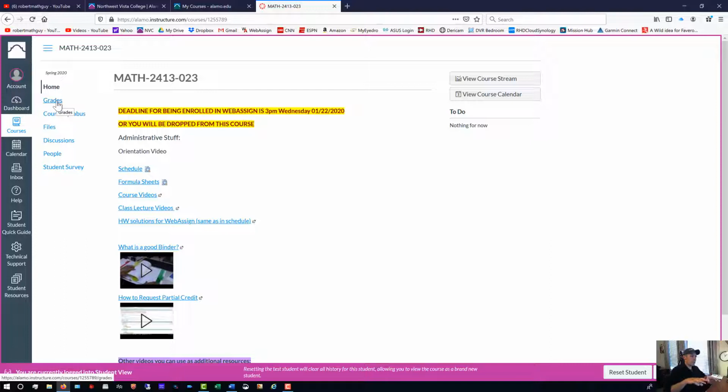Everything you're going to do for grades is going to be through this thing called WebAssign. I will transfer those grades over to Canvas 4 times throughout the semester: after Exam 1, after Exam 2, after Exam 3, and then, of course, after the final, I'll bring all the grades over. So as you're working through the semester, if you want to look at your grades, you're going to look at them in WebAssign, and then after the exams, you'll see them over here.